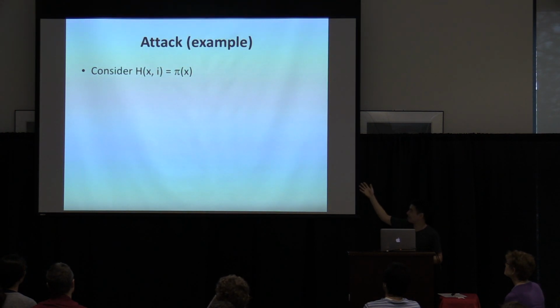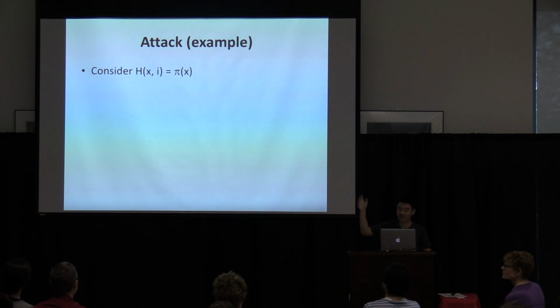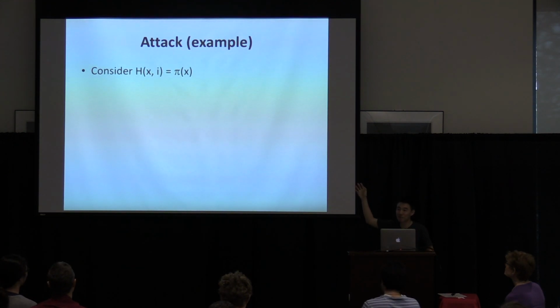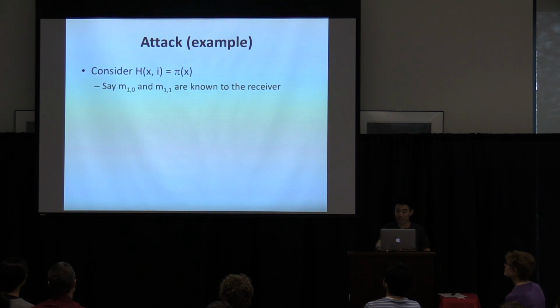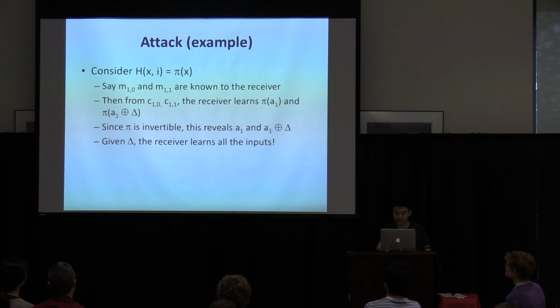This is the easiest one. If it is pi of x and pi is a public random permutation, then it's invertible. The adversary, everybody can call pi and the inverse of pi. Then let's say if one of them is known to the receiver, then you can get the other one easily. Essentially, this is obviously insecure.